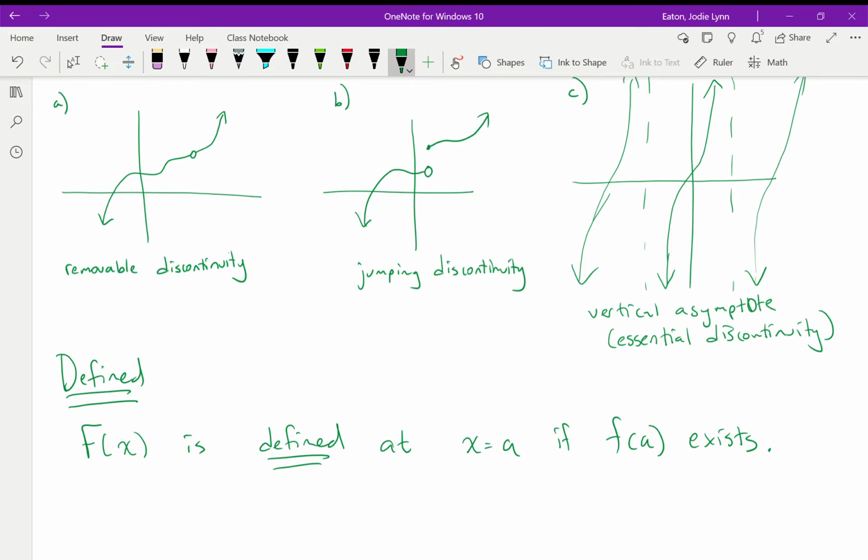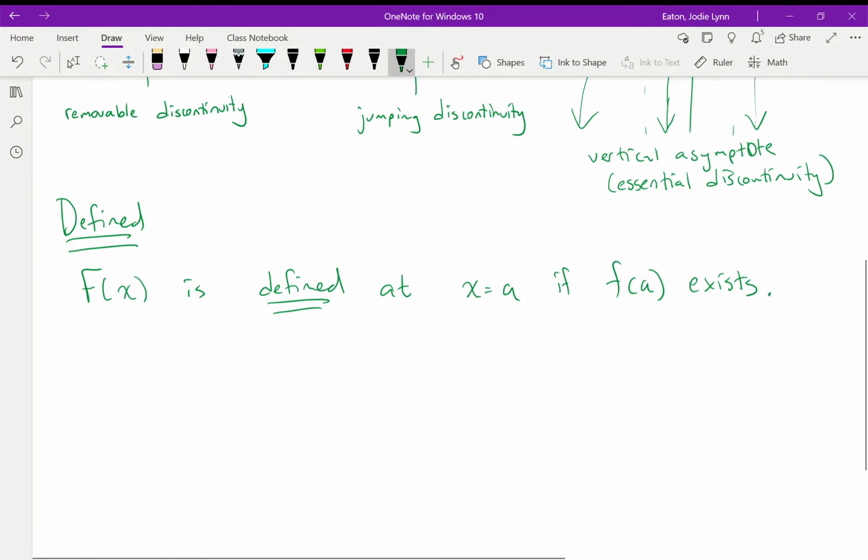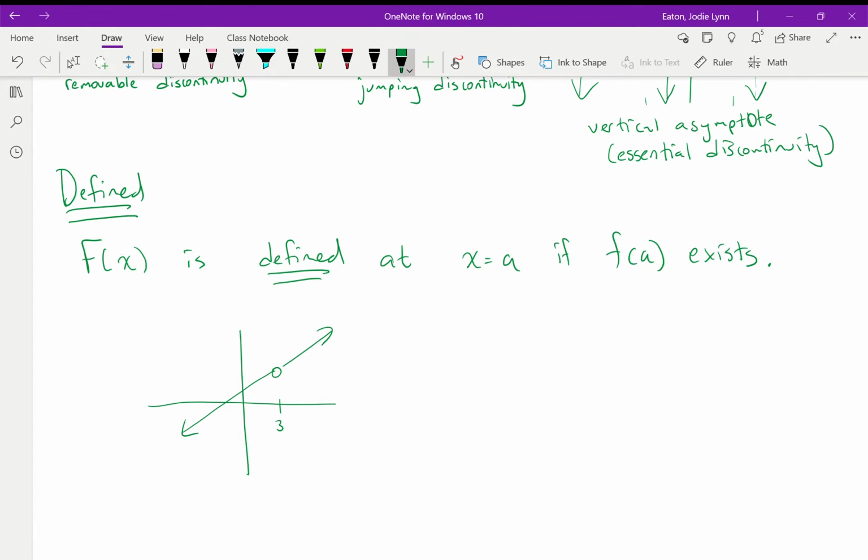For example, let's look at two very similar functions. If we have a function like this, and at 3 we have a hole or a removable discontinuity, then here at x equals 3, f of x is undefined. There's no value of f at 3. We don't know. It does not exist.